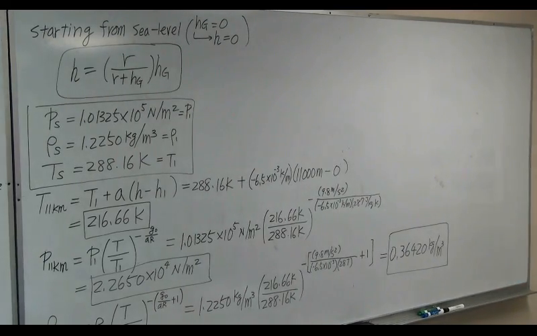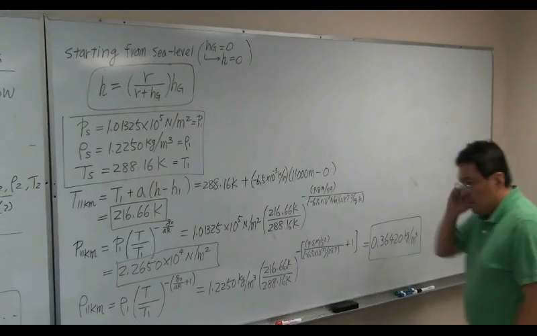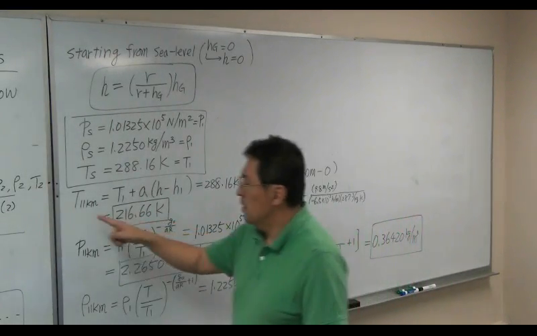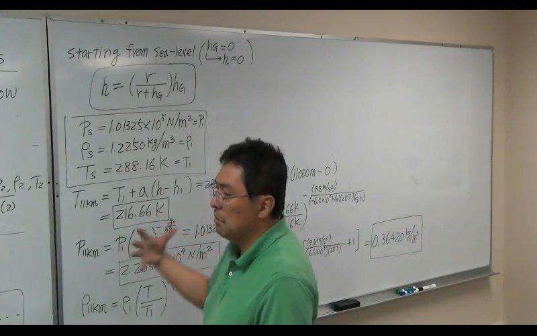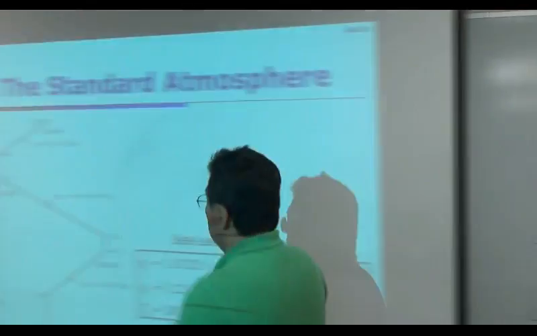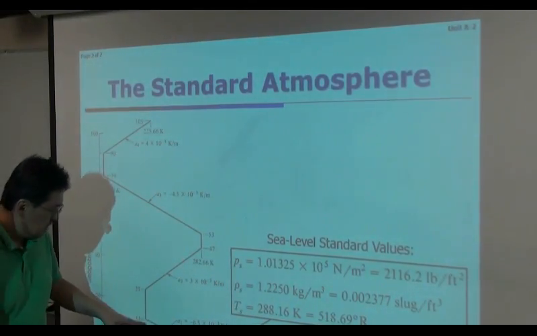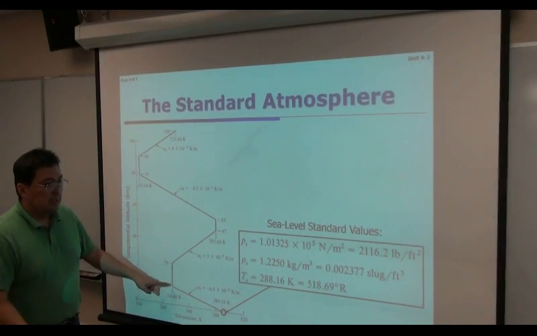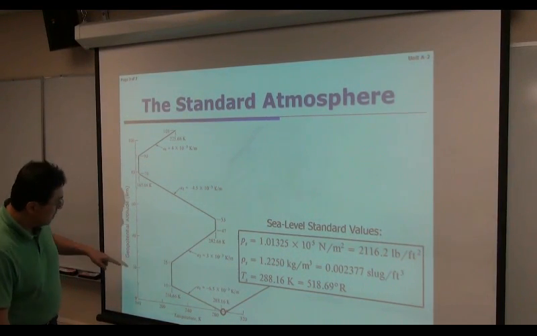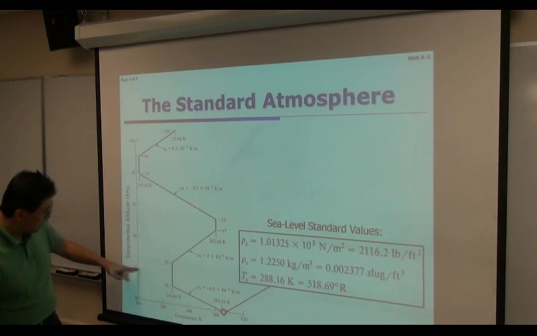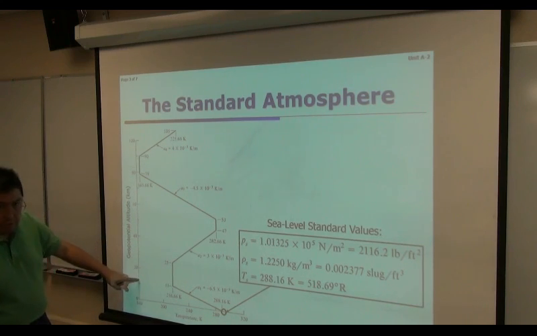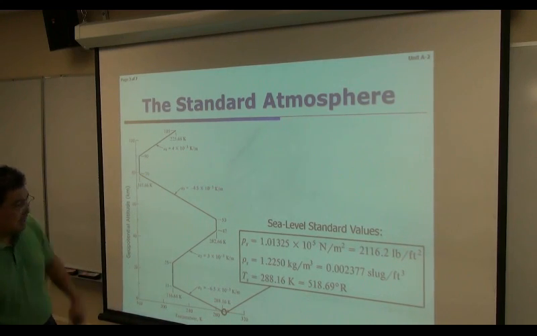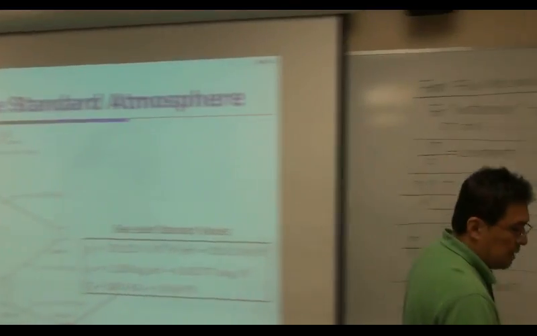Okay? So those are the temperature, pressure, density at the 11 kilometer geopotential altitude, which is right here. So the next step is, suppose you want to find out temperature, pressure, density at 15 kilometers, for example, how would you do that? You're going to start from those values in the isothermal equation to get that. So that is the next example.